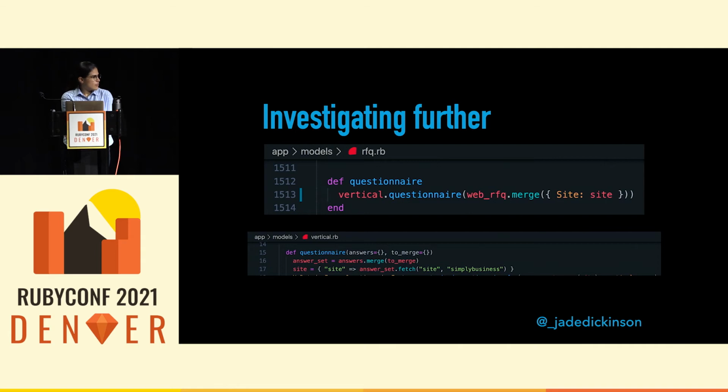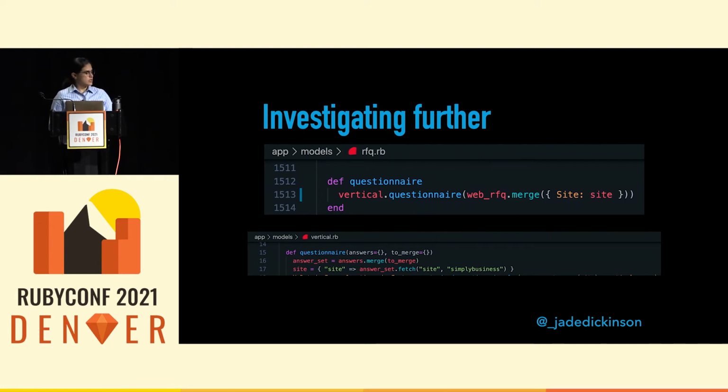So this is really just a worked example. What I did next was I stuck a binding into the vertical's questionnaire method. And from that, I noticed that the values passed in for the answers and the two merge parameters in this lower diagram here were identical every time, which results in an identical result. That meant that most of the time spent calling out from there was completely unnecessary.